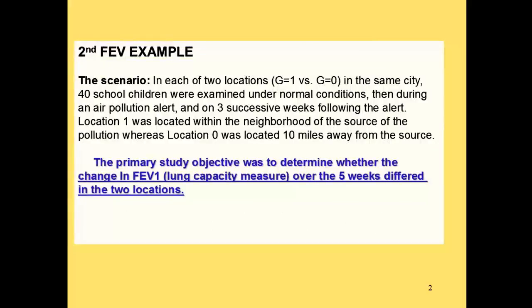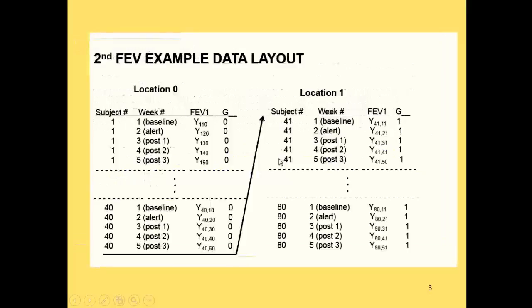So in this case, we had two locations in the same city, 40 school children examined under normal conditions, and then another 4 weeks. One of the locations was within the neighborhood of the source, and the other one was located 10 miles away. So we have two groups of 40 kids, a total of 80 kids, and we want to compare what's happening with the two groups. We want to see if there's a change in one group that's different from a change in another group.